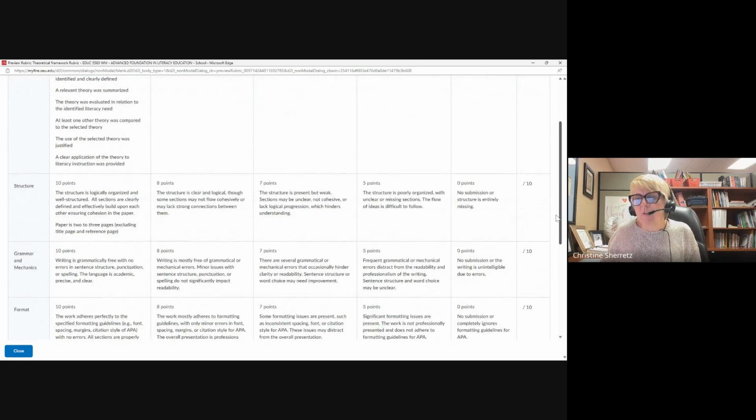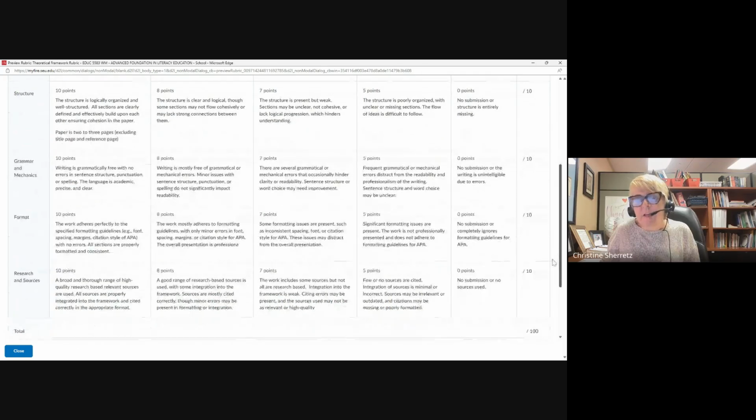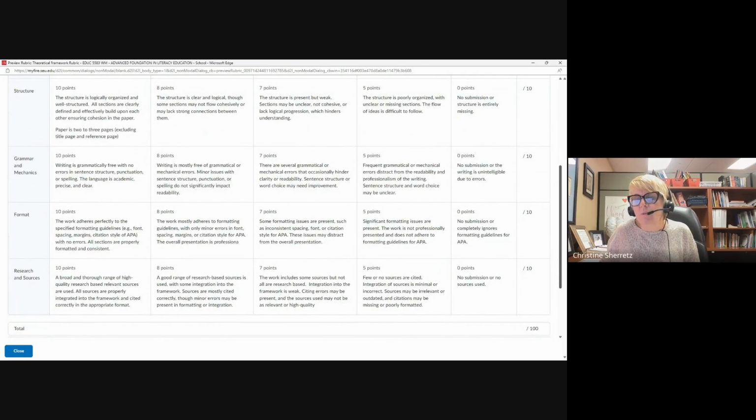I'll be looking at grammar and mechanics, and then format. It should be in APA. And then research and sources. There should be a broad and thorough range of high quality research-based sources that explain your theoretical framework. Okay, so that's the rubric.